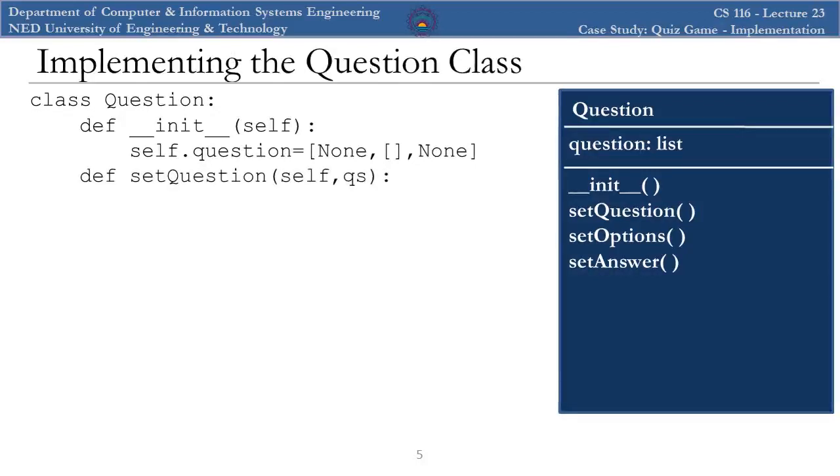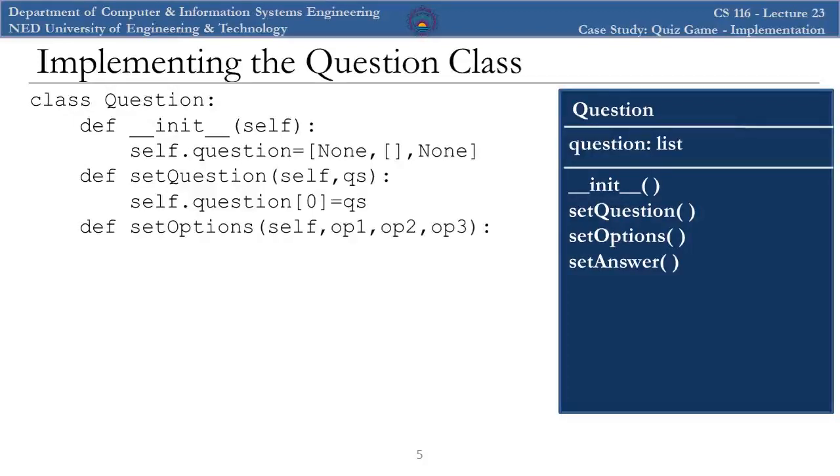Now this second method is set_question. It will simply be passed a question in the form of a string, and that will be assigned to the first field of our list, right? That question list. So here is how it will work. The first one will obviously be the first element, it can be referenced using this 0, this index 0, right? So this will set the question.